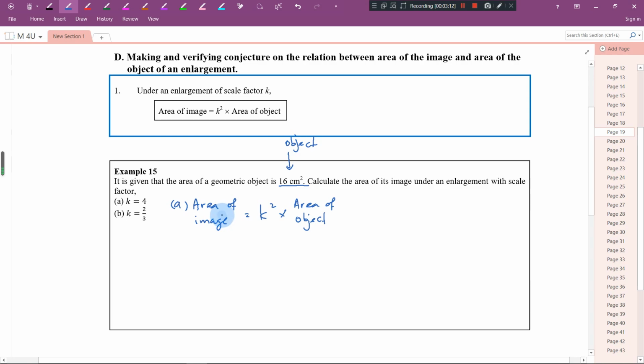Area of image we don't know, we want to find out. The scale factor is 4 squared times the area of object, which is equal to 16. So this is 16. 16 times 16 will give you 256 square centimeters. Now let's go to part B.